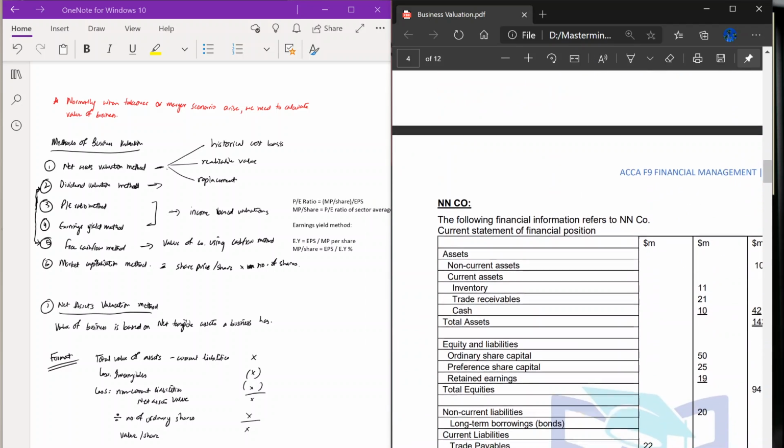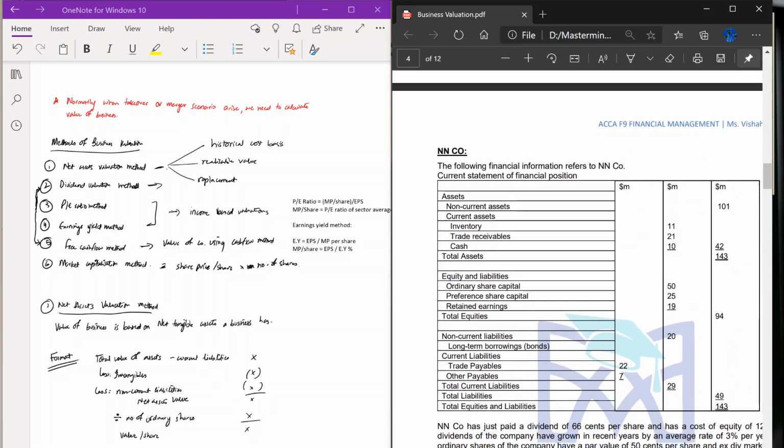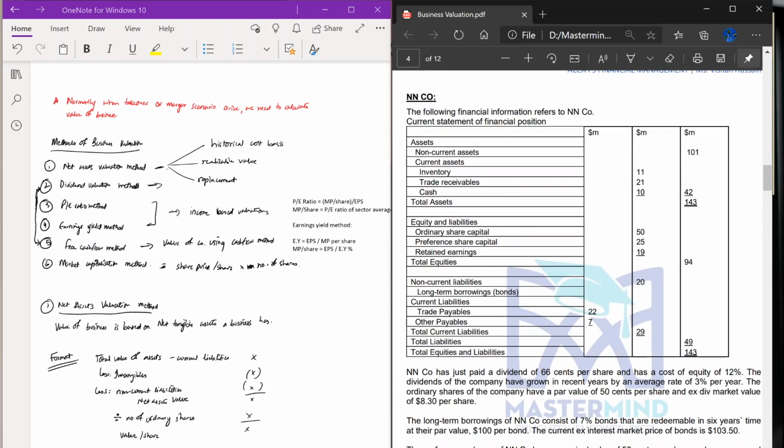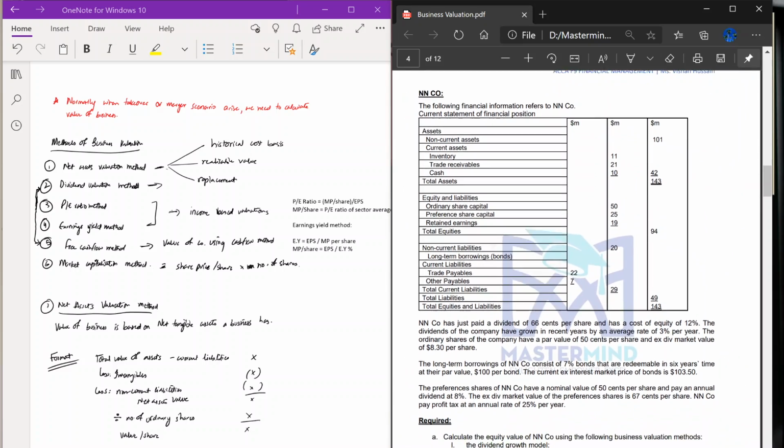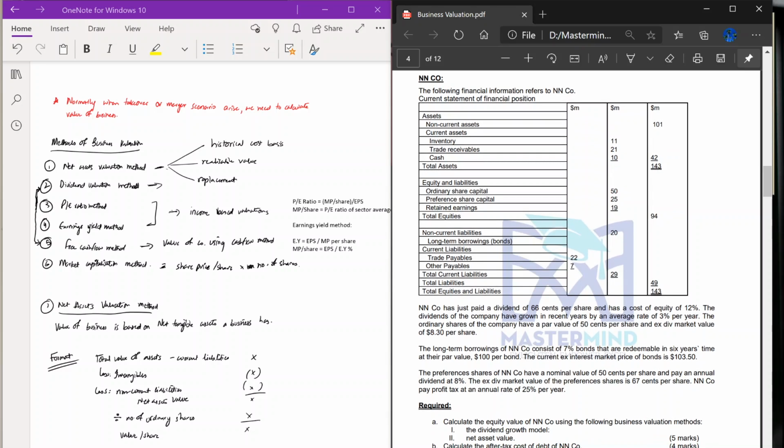Then we have this NN company question. Even if you do not perform the example, that is fine, but please make sure you do perform this NN company question.